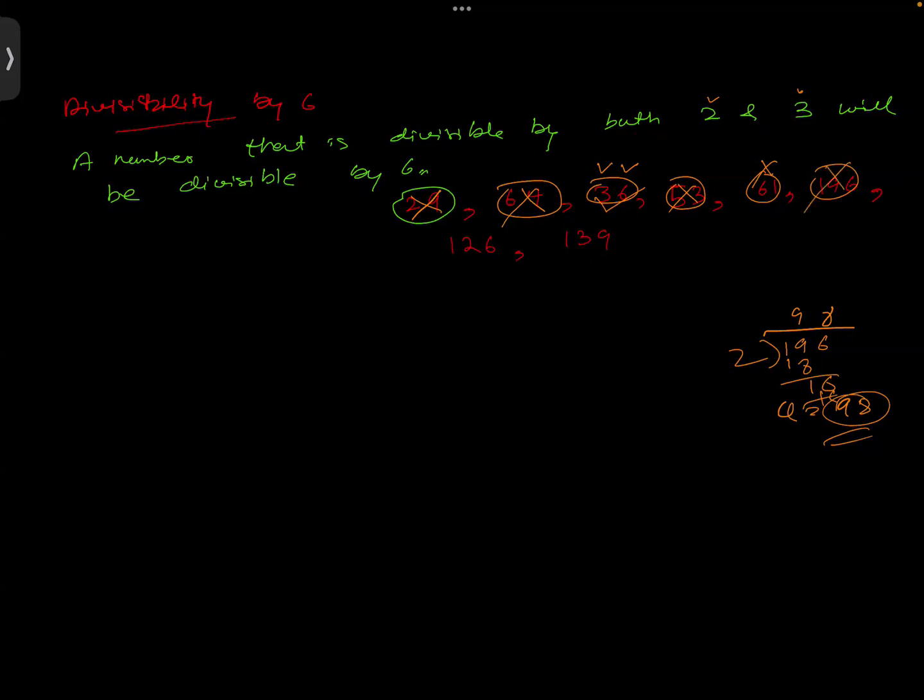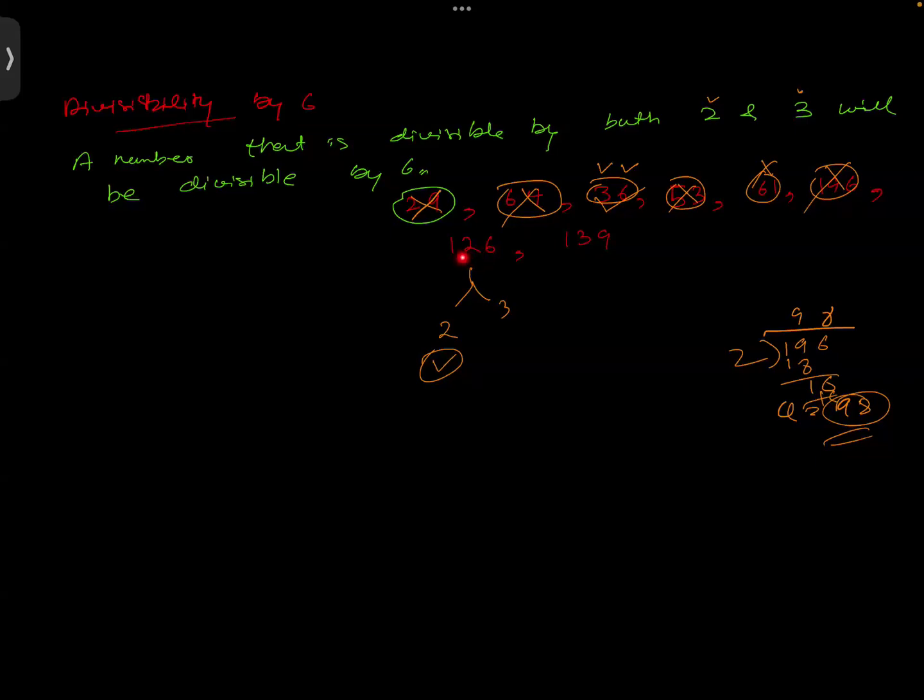Got this now? Okay, what about this one? It is divisible by 2, because we know the rule for 2: the last digit should be even. Okay, it is divisible by 2. But what about 3? For 2, it is yes. For 3, find out the sum.